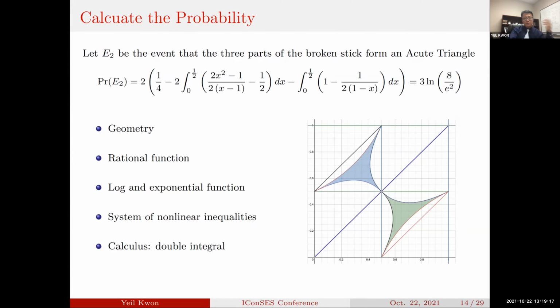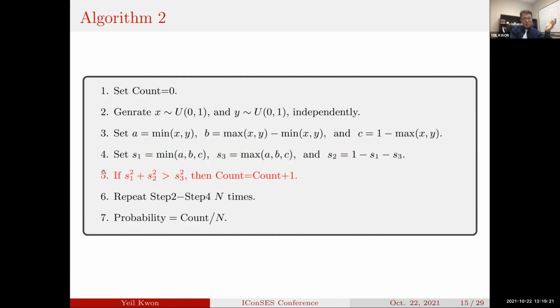But if we apply the simulation-based approach, the only thing we have changed is this one. The other parts are exactly the same as the previous example. The only thing we have to change is this part. Then we can get the solution.